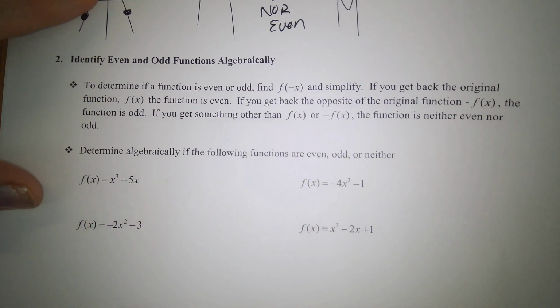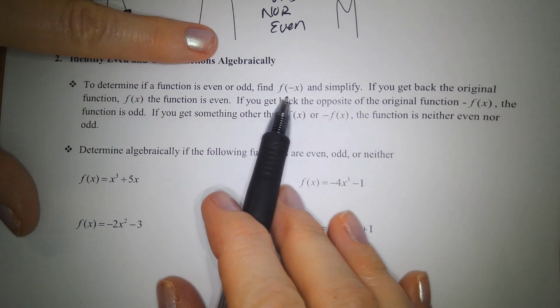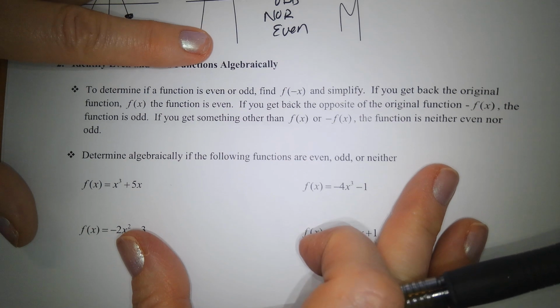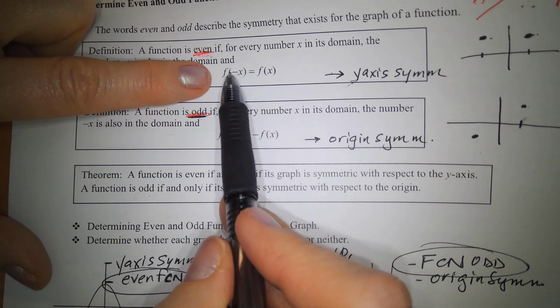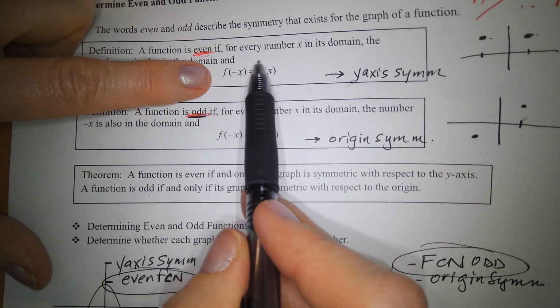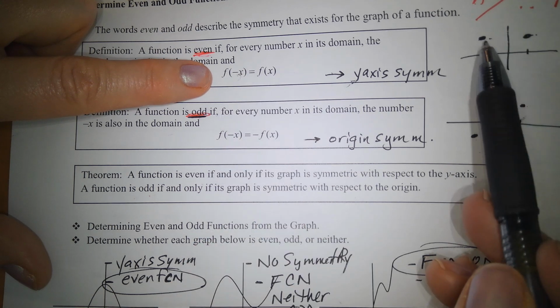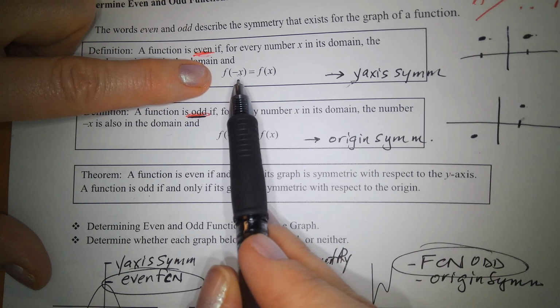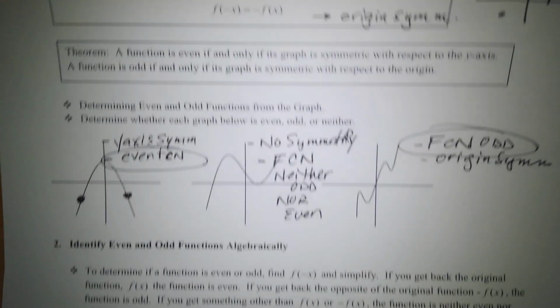To identify them algebraically, we simply use the rules that were stated above in the rectangles. To determine if the function is even or odd, first find f of negative x and simplify. We're first going to determine whether the graph is even. Remember, if the graph is even, plugging in a negative x for x will equal the original. So for every positive x, there will be a negative x on the other side, creating this y-axis symmetry. So we're going to find what f of negative x is and see if that's equal to the original function.